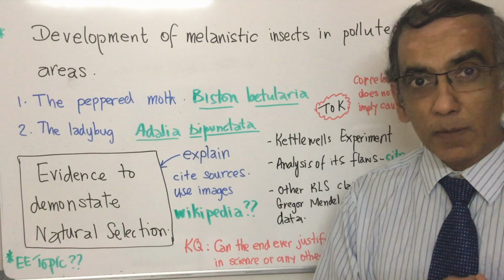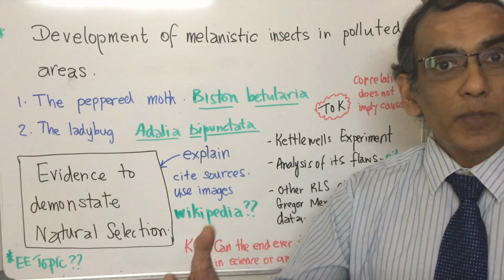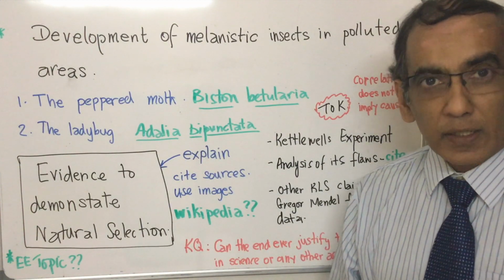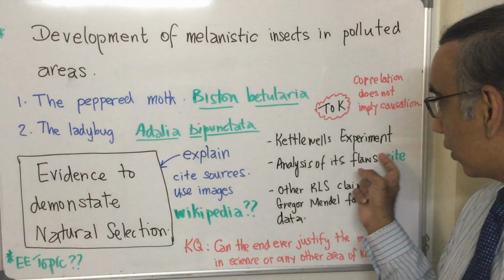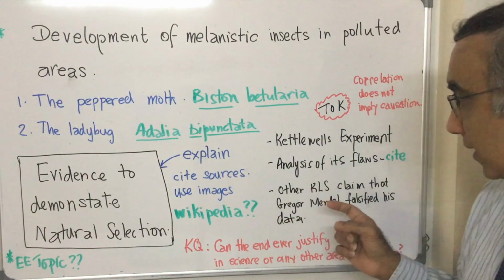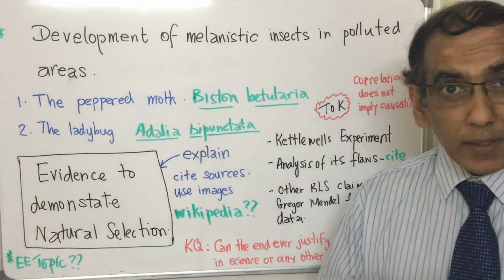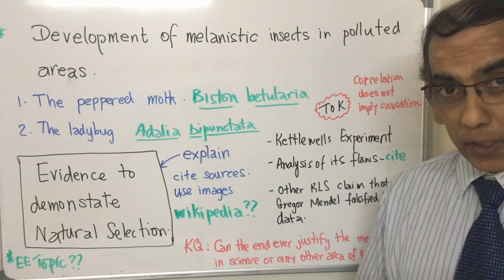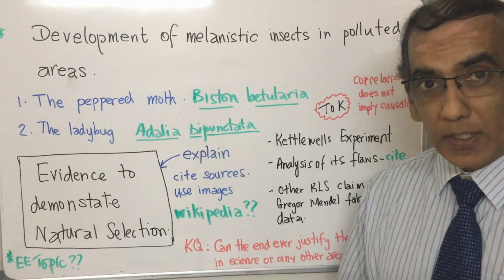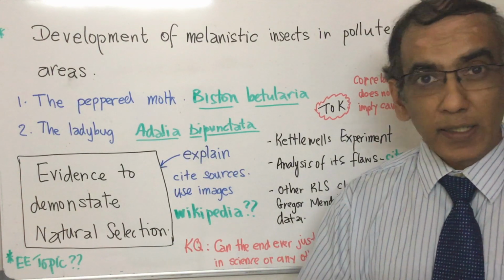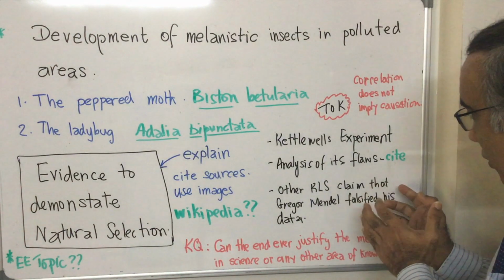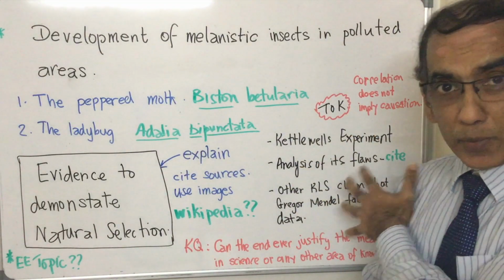I want it to be from someplace like an accepted journal, like the journal Nature, or some recognized website which you will cite. And you will talk to me about Kettlewell's experiment and why it has been cited as being a flawed experiment. What's the evidence out there for people to make that claim that Kettlewell's experiment was fabricated and flawed in some way? And then I want you to consider this from the ToK perspective.